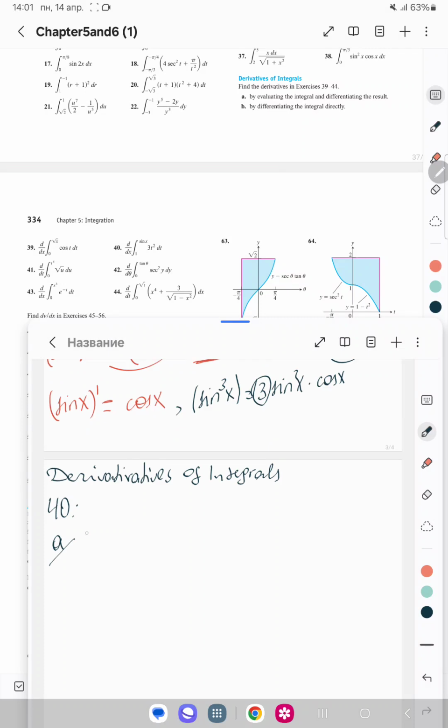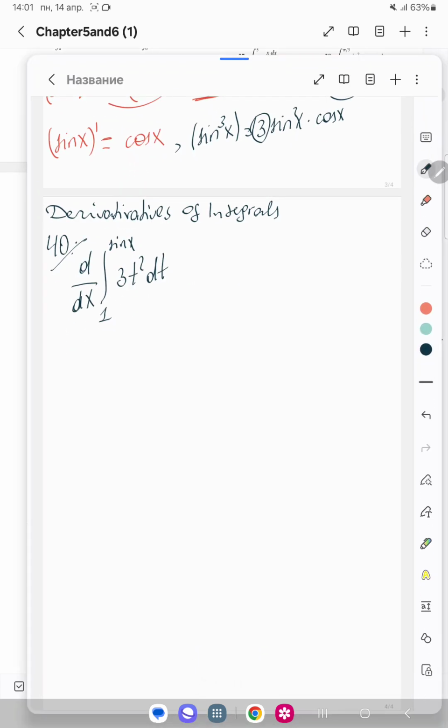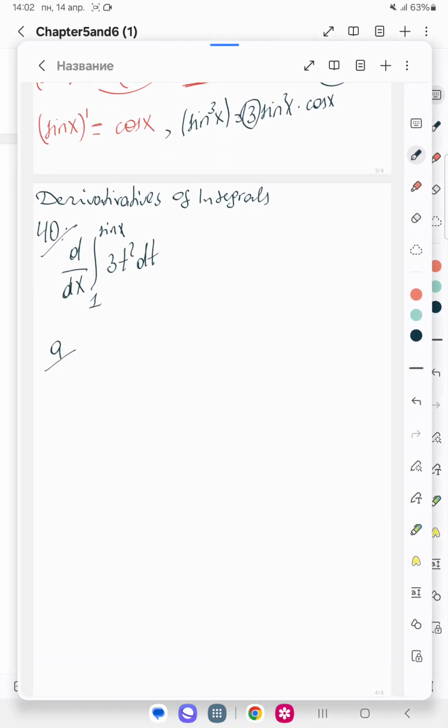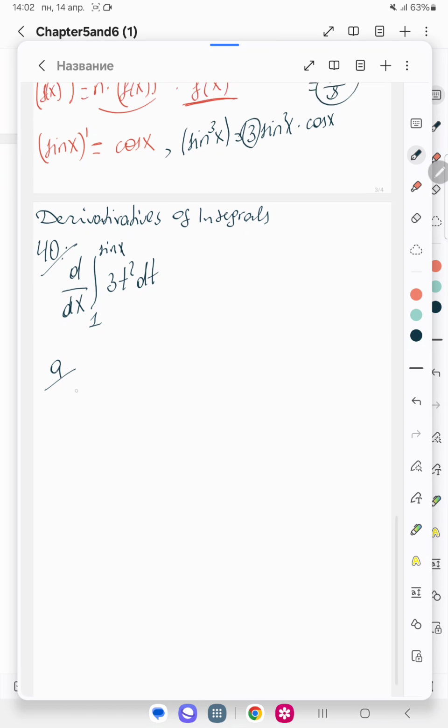The function is, let me first write the function. So d over dx, meaning differentiate, and integral of 3t squared dt. Okay. A, what do we have to do? It says by evaluating the integral and differentiating the result. First we will evaluate the integral, meaning find the integral. This integral.